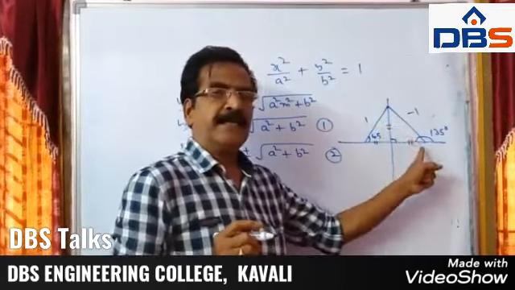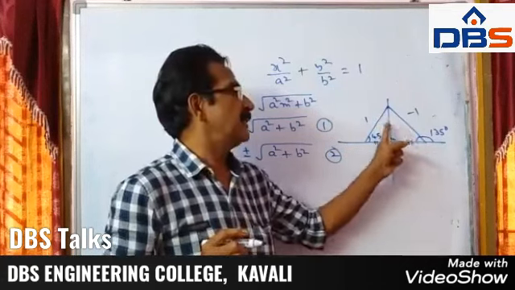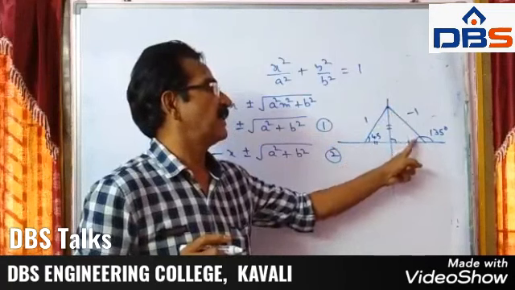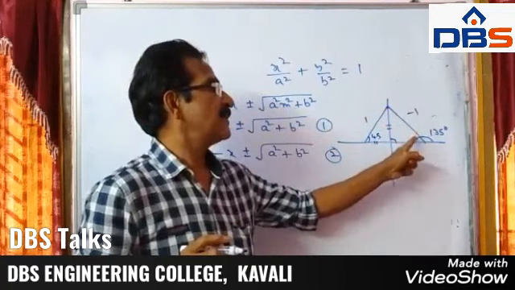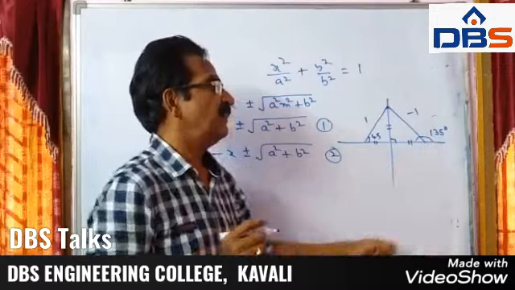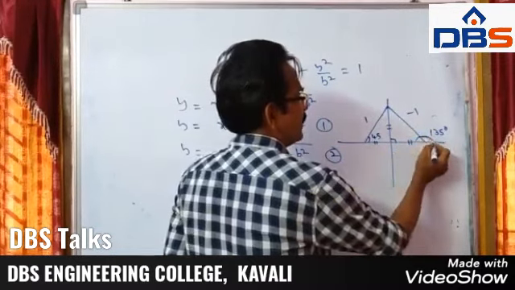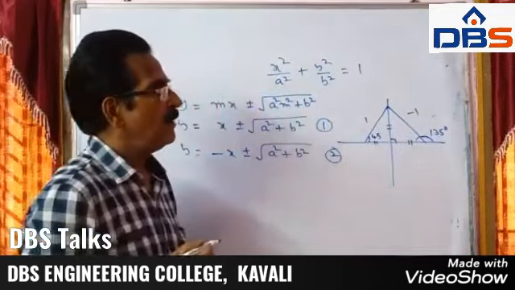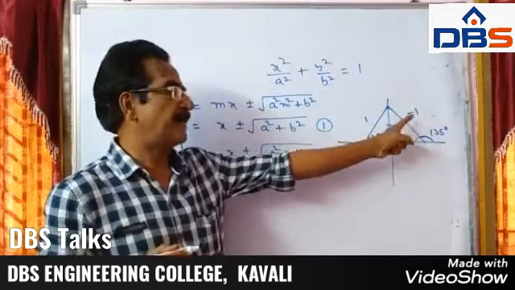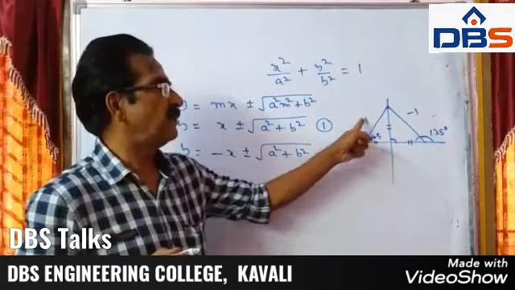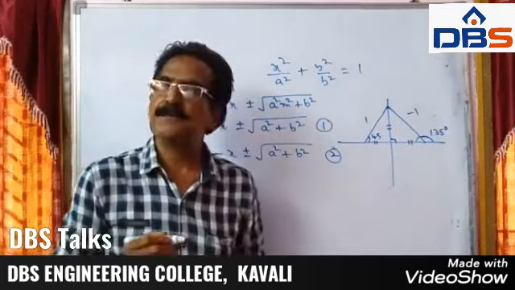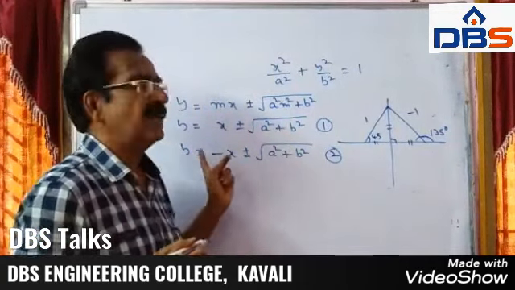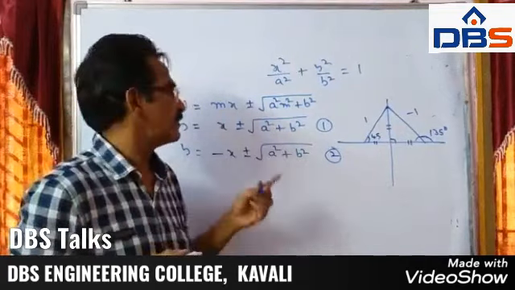Making equal intercepts means this angle is 45, so this is 135. This is the angle made by this line with the x-axis, tan 135 is minus 1. So the slope of this line is minus 1, and the slope of the other line is 1. On substituting both values of m, we get one set of tangents and another set of tangents. Both are equally valid answers.